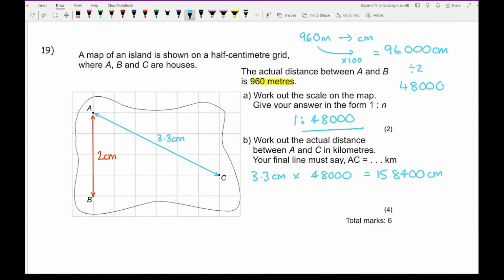I get an answer of 158,400 centimeters. Now what I need to do is convert that into kilometers. So if I divide it by 100, that's going to give me in meters 1584 meters, and then I need to convert that into kilometers. So if I divide that number by 1,000, I get 1.584 kilometers, and there is my final answer.